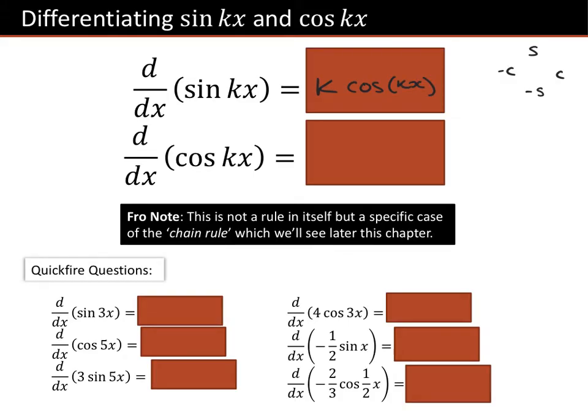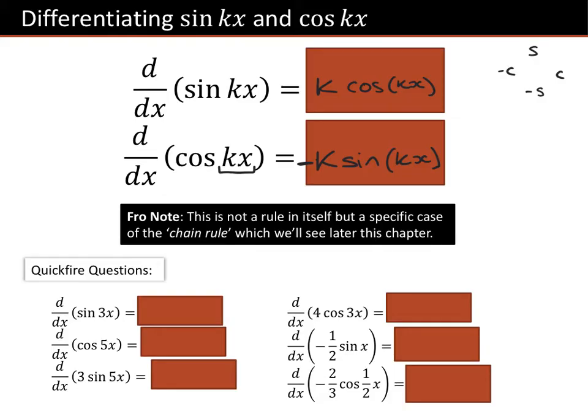Okay? And then for the next one, we have the differential of cos of kx. Cos of kx differentiates to minus sine, and we're going to multiply by the differential of kx. Differential of kx is k. So we're going to have k minus sine of kx.